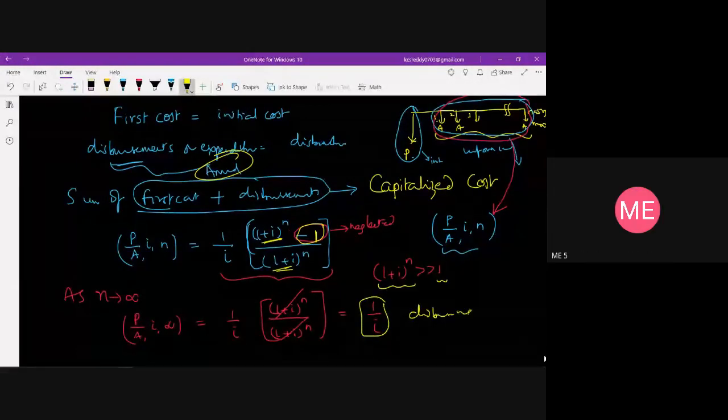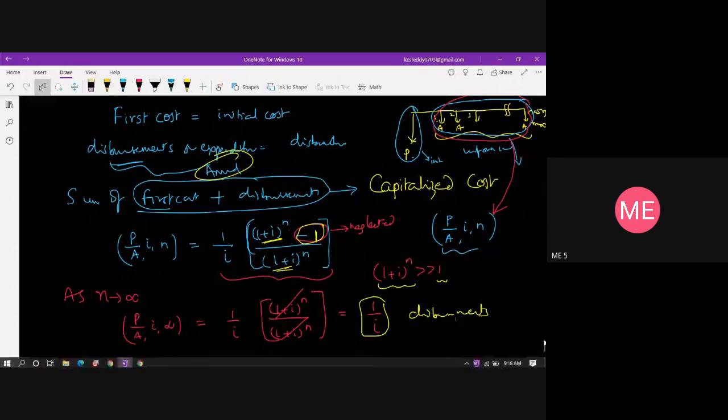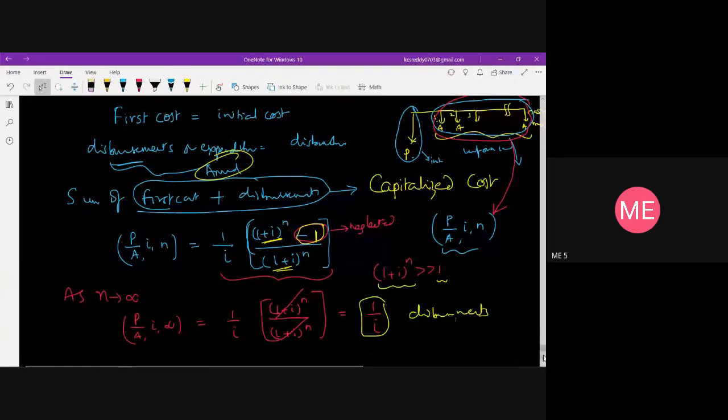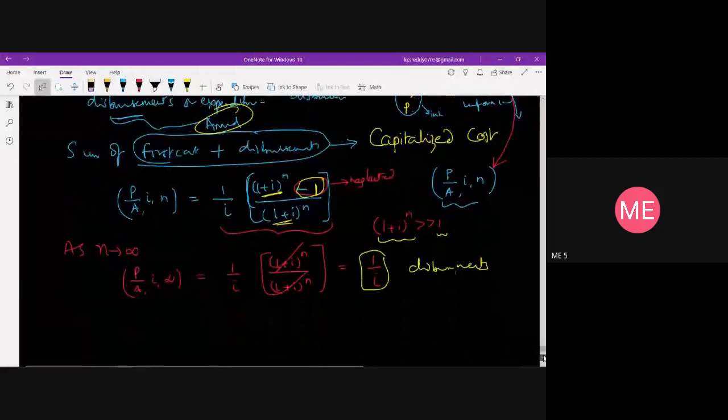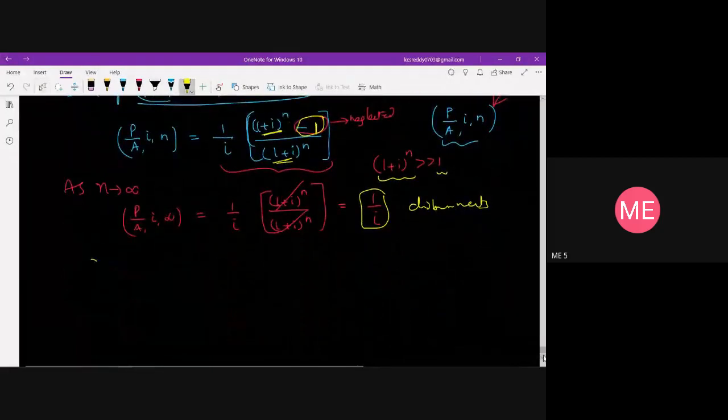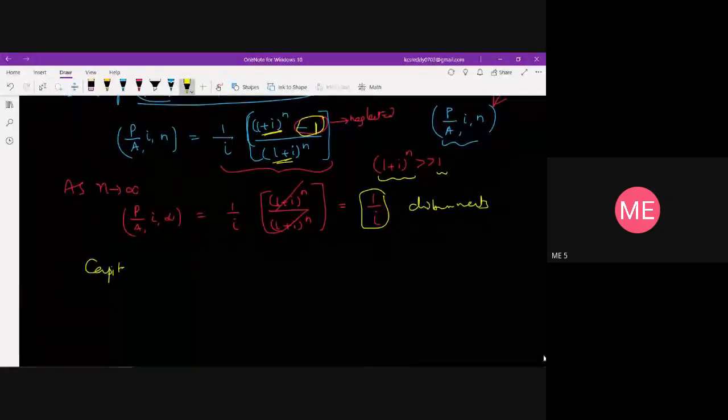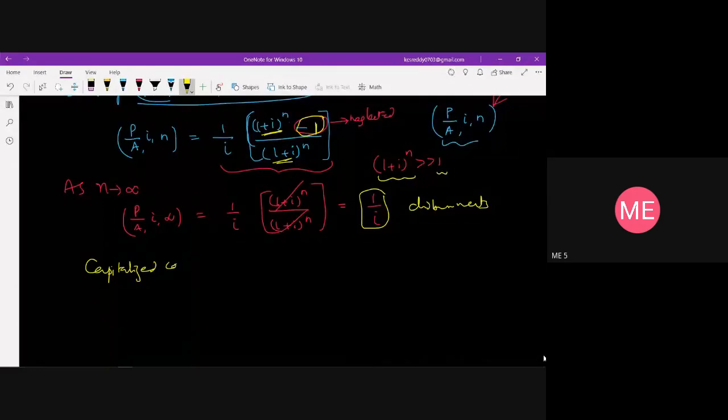So now what is the capitalized cost? We can find it from here. The capitalized cost is taken as the sum of the first cost, which is P, plus 1 by I into the disbursement. What is the factor we are going to write? Okay, I'll write the equation first.